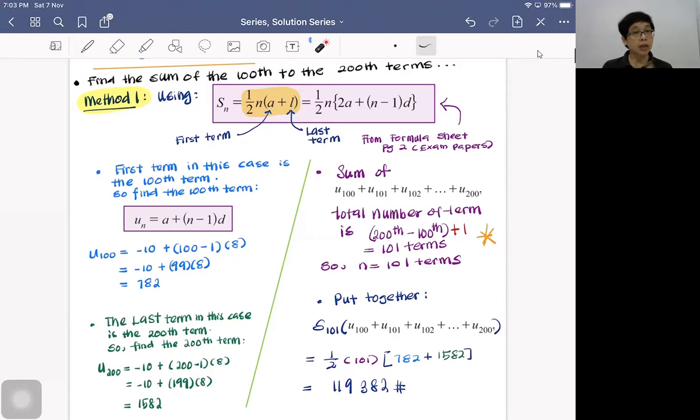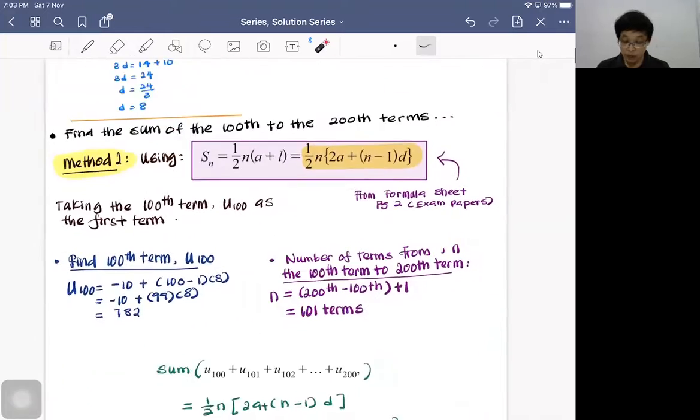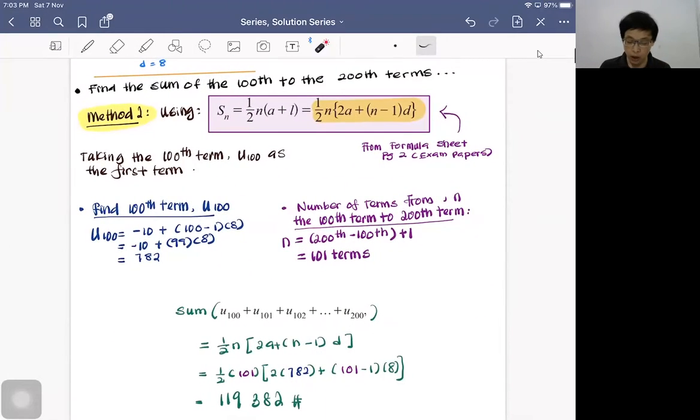Okay, let's go on and take a look at the second method. Here we go. Second method. How do we approach this question? For the second method, we also use the formula given to us from the formula sheet, but not using this version. We are going to use this version.